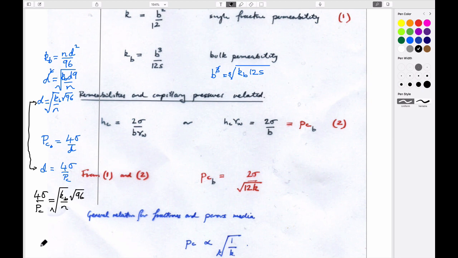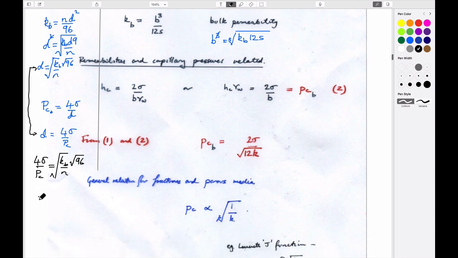And so we could rearrange that in some way. What we want to do is get the numbers on one side. So I'm going to leave 4 on one side. I'm going to divide both sides by the square root of 96, so we lose that. And I'm going to multiply both sides by PC over sigma, so just get rid of this. And we end up with the square root of KB over porosity.